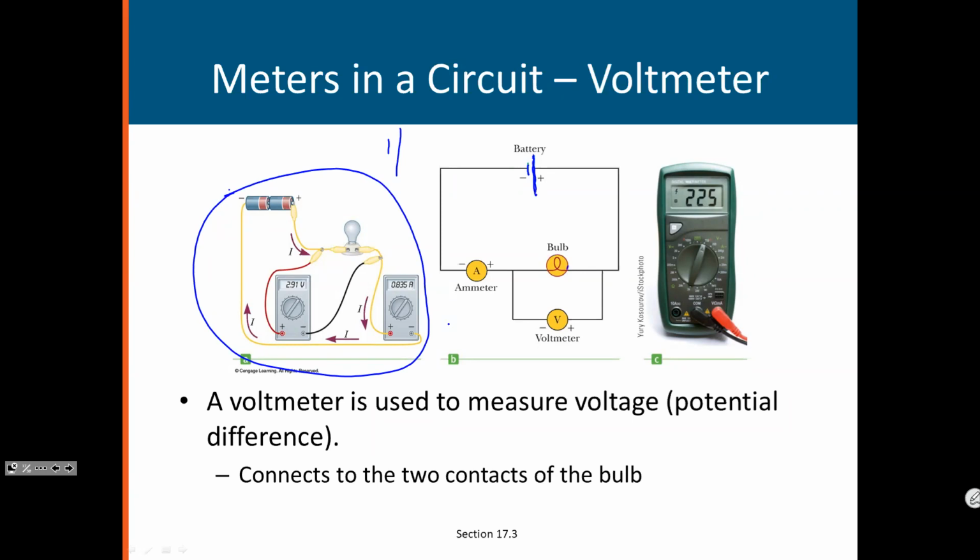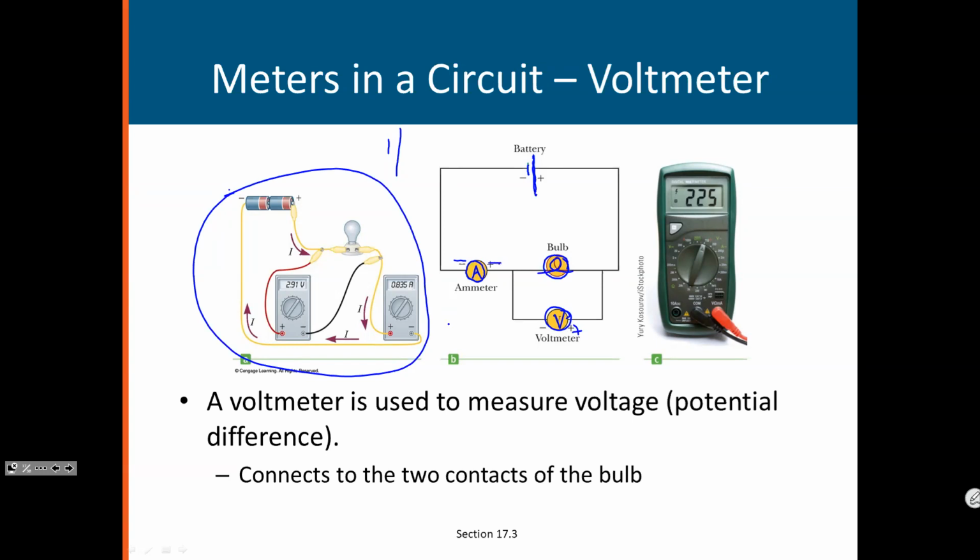And the bulb is shown like this symbol, okay, like that. And the ammeter is a circle with A inside. A stands for ammeter, and the voltmeter has V inside it. Okay. Now, the voltmeter has positive and negative. Even the ammeter has positive and negative.